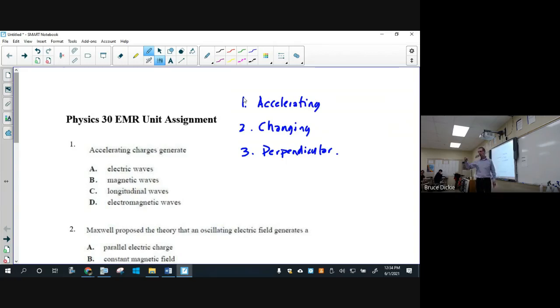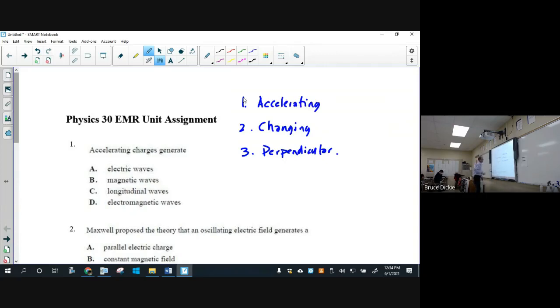It's important to have changing electric and changing magnetic, right? Not just constant, because we need an electric to produce a magnetic, and we need a magnetic to produce an electric. And that doesn't happen if they're constant fields. They need to be changing. So accelerating charges generate changing electric and changing magnetic fields that are perpendicular to each other. One's on the y-axis, one's on the x-axis, and perpendicular to the direction of propagation. So one's on y, one's on x, and they're going to propagate on the z-axis, or whatever the case may be.